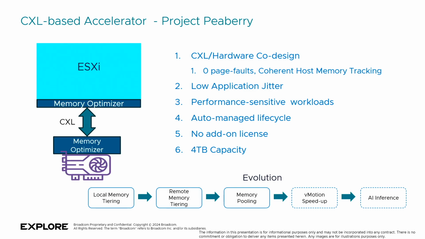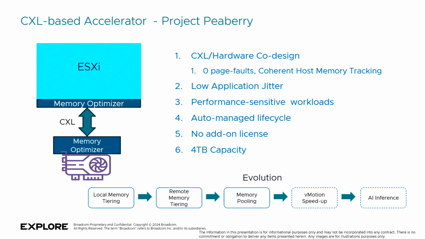So the other interesting part about this is it represents an evolution because now we are doing local memory tiering with CXL, with Project Peaberry. But soon we are also able to do remote memory tiering and memory pooling and vMotion improvements, which is VMware specific improvements, and also other use cases potentially. Because this is custom hardware, we can do a lot more, right?